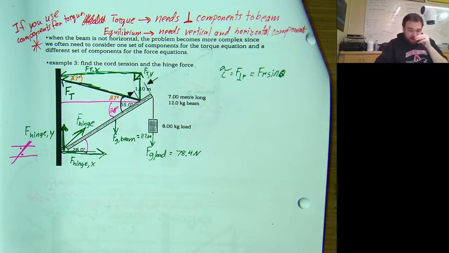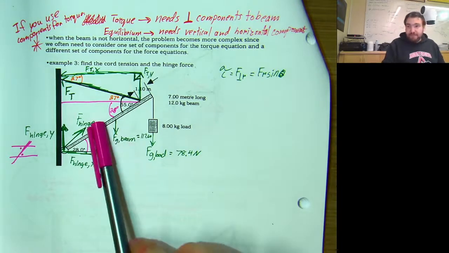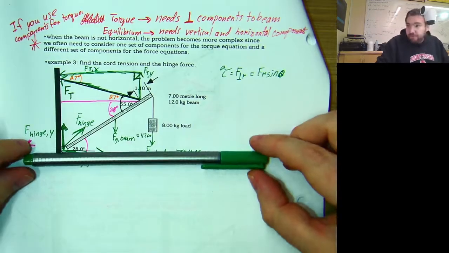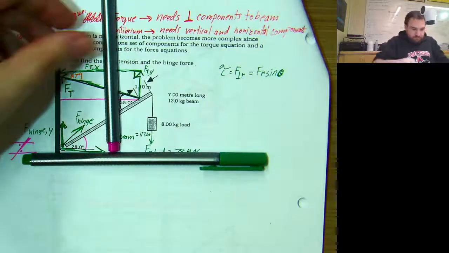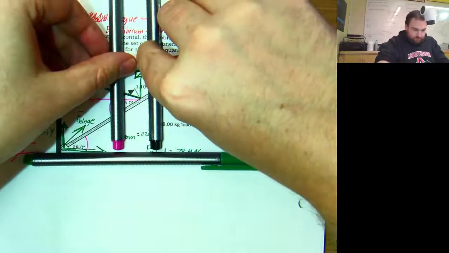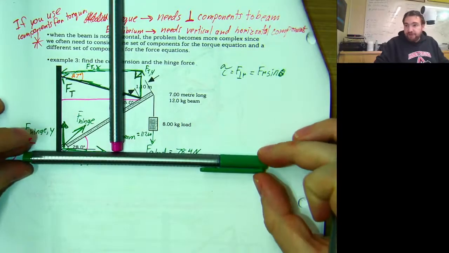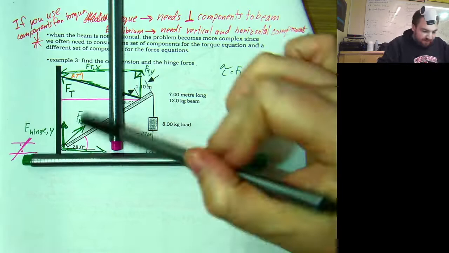To deal with torques properly, we need the angle between the force and the beam. I'll show you what's going on here. I've got a horizontal component here. These guys are both vertical. I'll do them one at a time. So you can see here, these actually make a right angle triangle. Horizontal and vertical meet at 90. So that's a 90 right there.